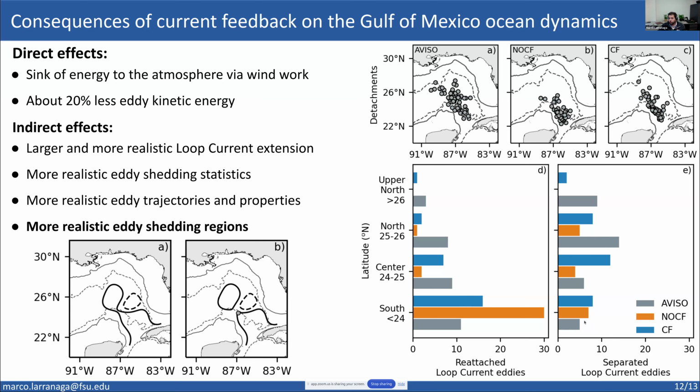And about the separations, it is doing well, but has some problems in the northern separations that we saw in the figures above. But the no current feedback, as we saw, lacks separations, and has a lot of problems in the south reattachments. They have unrealistic values. So if we are cutting and cutting the loop current in the southern region, we are going to decrease the mean loop current penetration. So that's why we have the reduced mean loop current penetration.